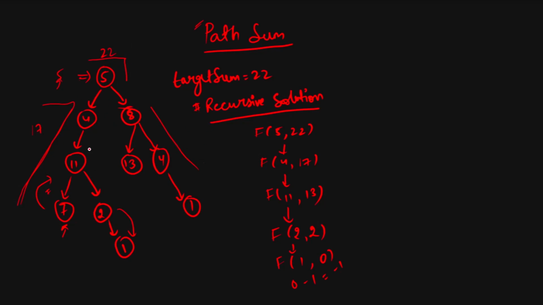So let's see, do we have any other path? If this is not our path, then do we have any other path? If there is none, it will return false.